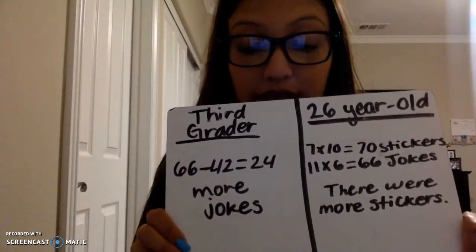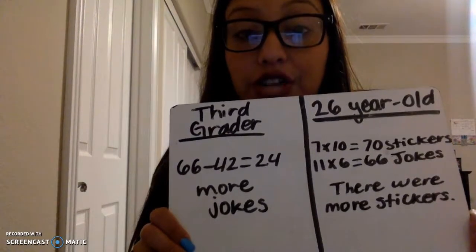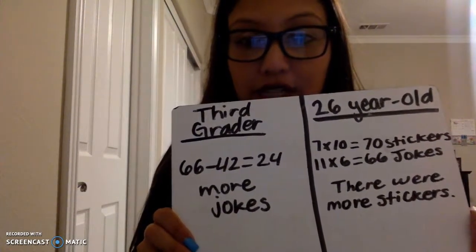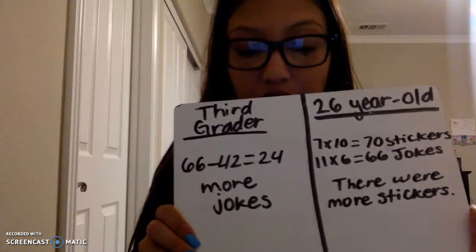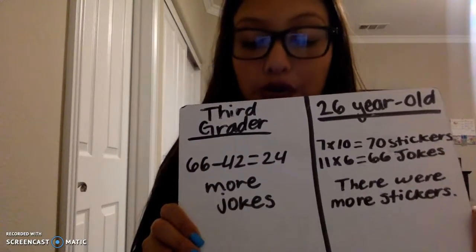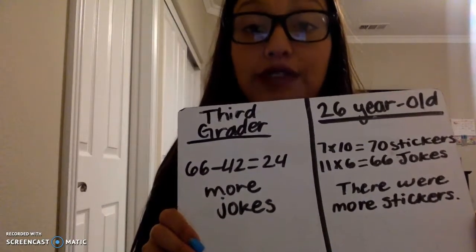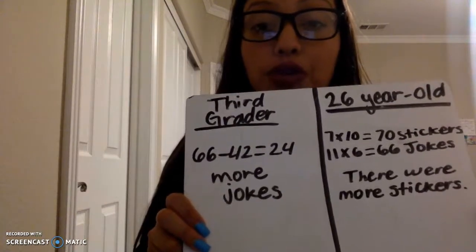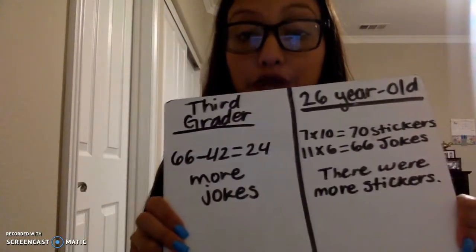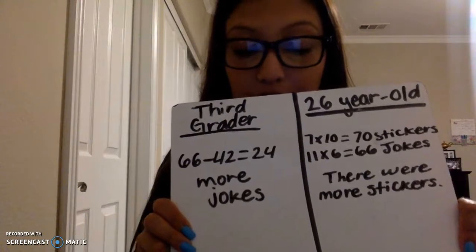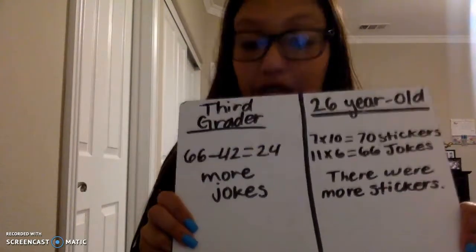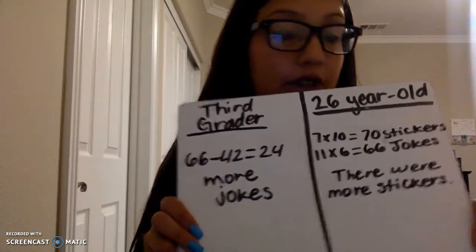So they did the 7 times 10 because there were 7 pages of stickers and 10 stickers on each page, which gives us 70 stickers. And then there were 11 pages of jokes with 6 jokes on each page. So that gives us 66 jokes. So the 26-year-old was very much so correct when they said there were more stickers, and they have their proof right there. That's exactly what they have written on their paper that I have written on here.